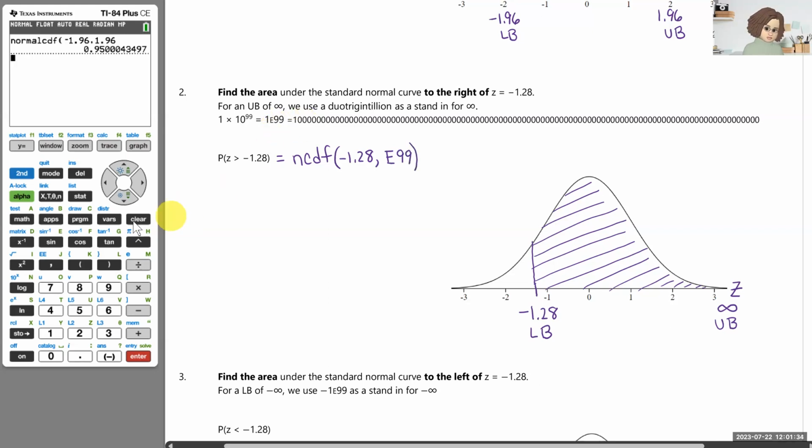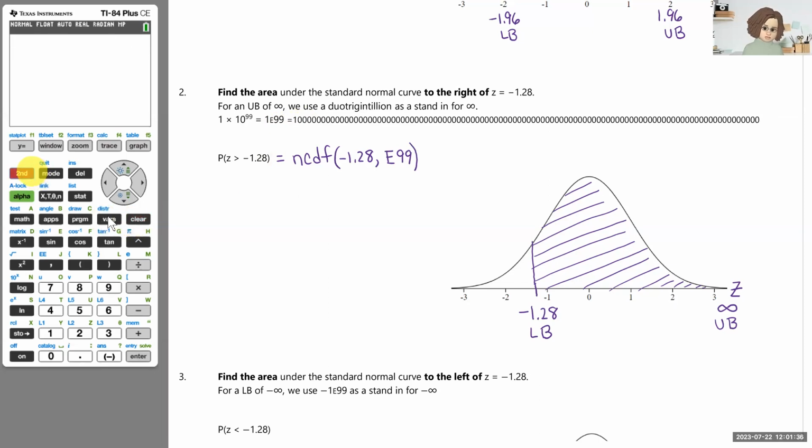All right, so let's clear the calculator here. I'm going to go back to normal CDF and then enter my lower bound, negative 1.28, comma. To get the E, if you look above your comma button, you're going to see EE, a double E up there. That's what I want to activate. So I'm going to hit my second button and then my comma button, and you will see a single E appear on your screen. That's how we get the E. So second comma, and then the 99. That will be a 1 followed by 99 zeros, and enter.